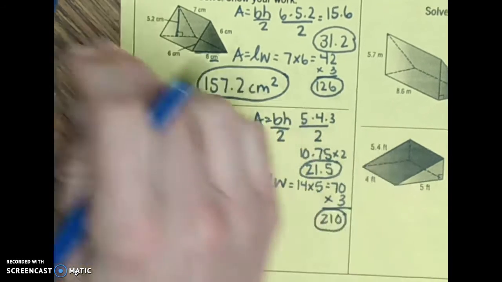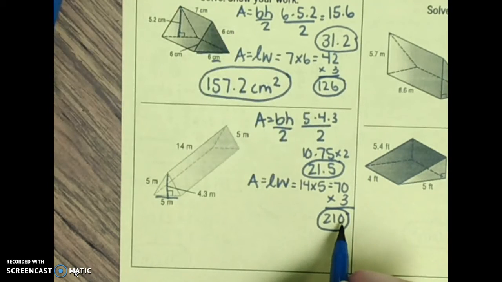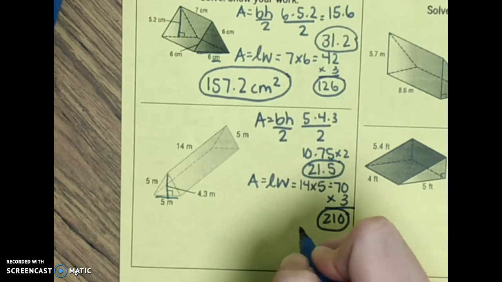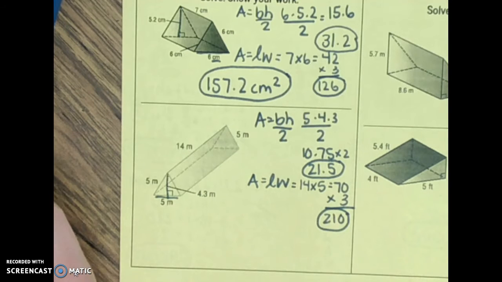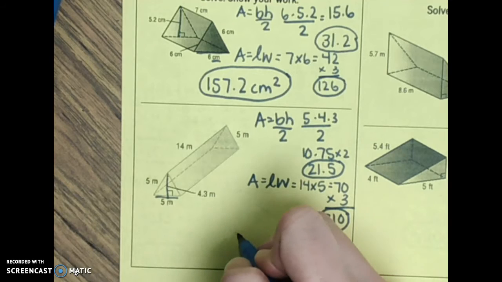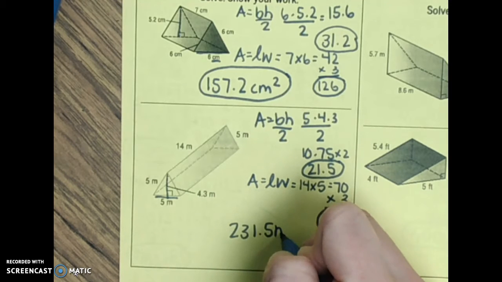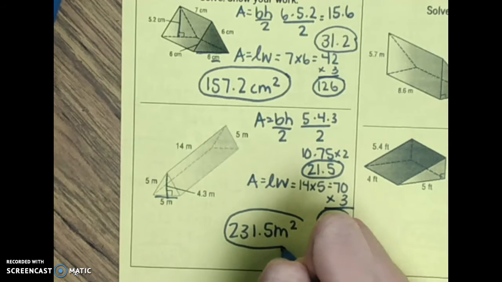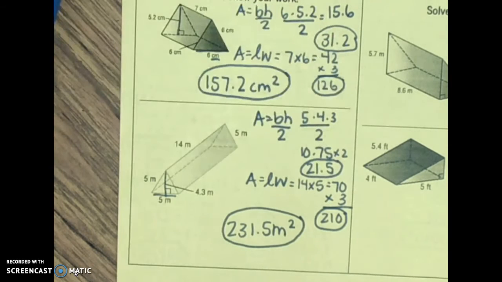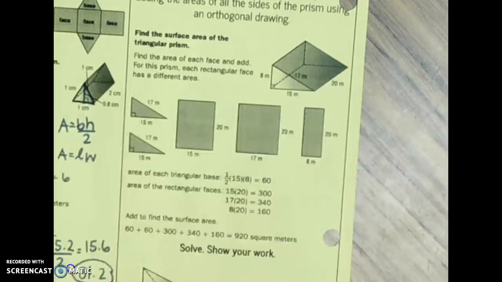So the area of all of the rectangles is 210. The area of the triangles is 21.5. So we're going to take 210 plus 21.5, and we get 231.5 meters squared. So it's important that you take good notes so when you look back at this.